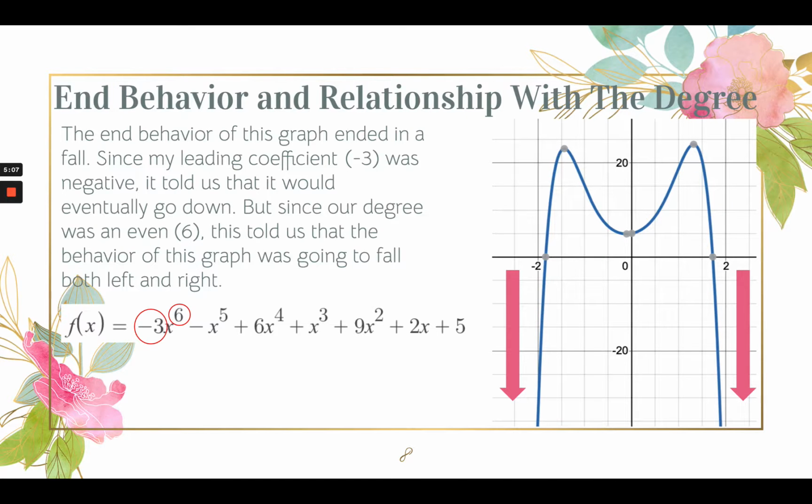The end behavior in relationship with the degree. The end behavior of this graph ended in a fall. Since my leading coefficient was negative 3, aka negative, it told us that it would eventually go down. But since our degree was an even 6, this told us that the behavior of this graph was going to fall both left and right.